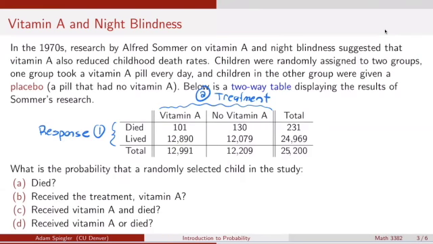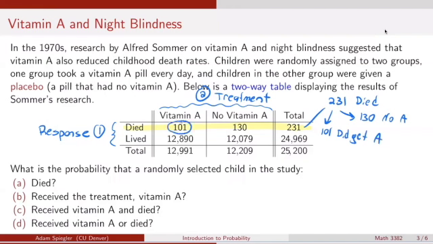And from this information, we can calculate several probabilities. And I just want to be sure we're clear how to read a two-way table. So for example, if we consider this row in the two-way table, the very top row, this is telling me information about the children in the study that died. So what I can see here is that 231 children in this study died. Out of those 231, 130 of them did not get vitamin A, and the other 101 did get vitamin A.